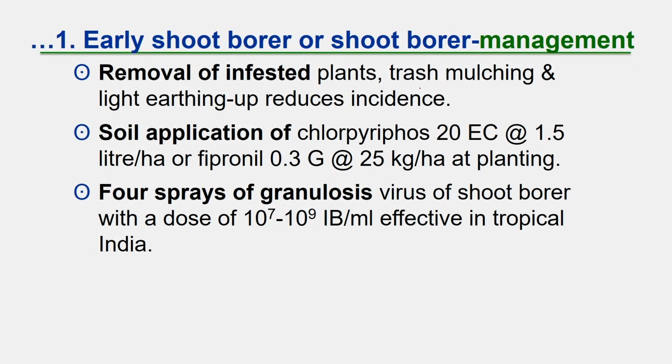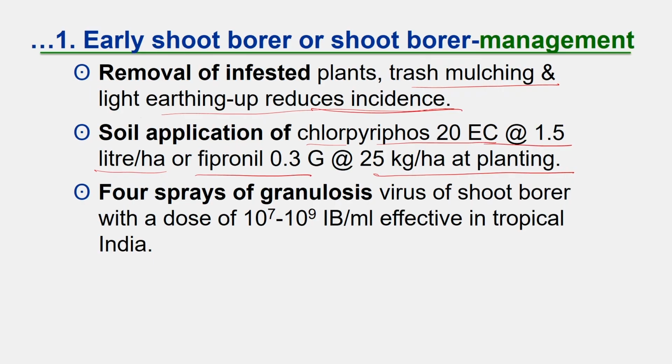Removal of infested plants, trash mulching and light earthing up reduces incidence. Means if we are managing this insect, we can start with trash mulching and light earthing up. Soil application of chlorpyrifos 20 EC at the rate of 1.5 liter per hectare or fipronil 0.3 G at the rate of 25 kg per hectare at planting. Either of these insecticides, chlorpyrifos or fipronil, can be used to control early shoot borer.